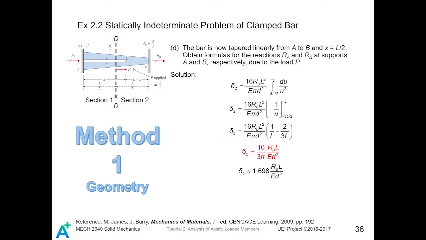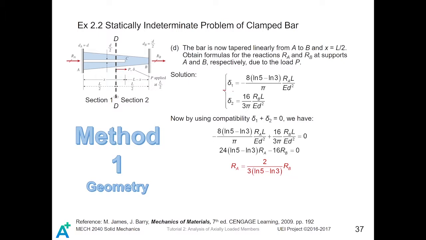Well, this integral is much easier than what we just solved for delta 1, right? For this integral, it is rather easy. We just integrate it to get minus 1 over u, then place those two numbers into this result, and simplify the whole thing to get this. To express the answer numerically, it will be 1.698 times RB times L divided by ED squared.